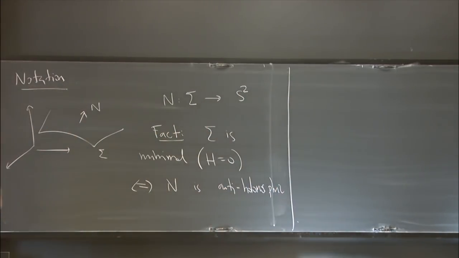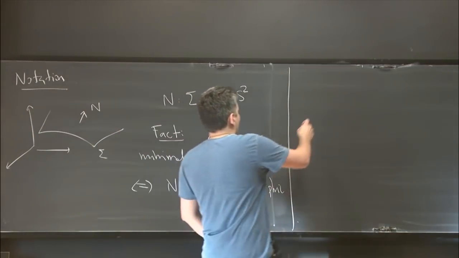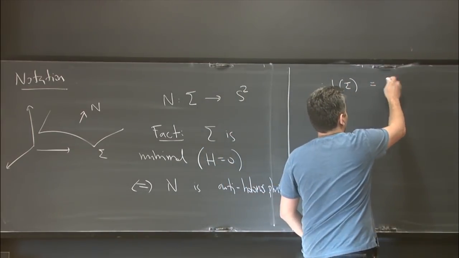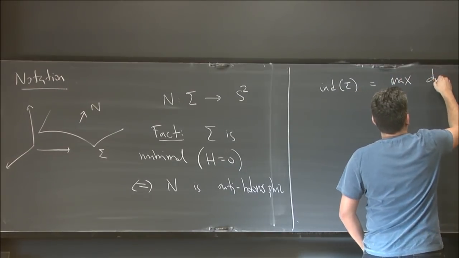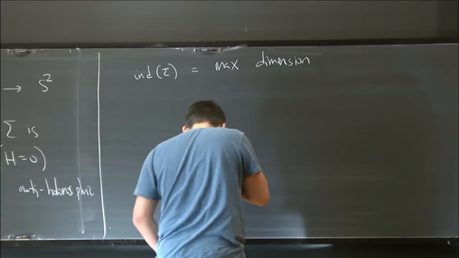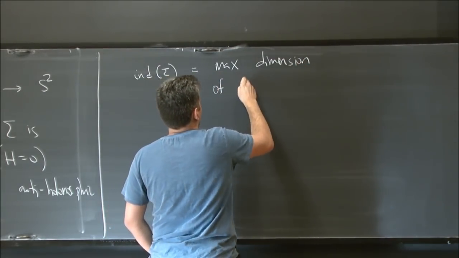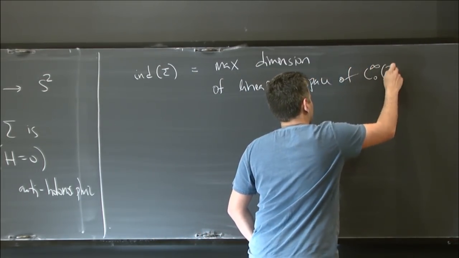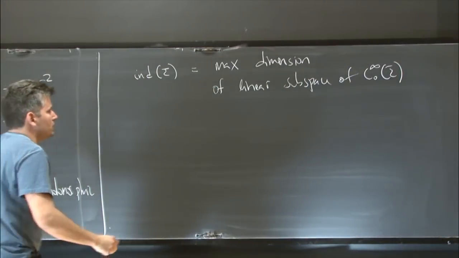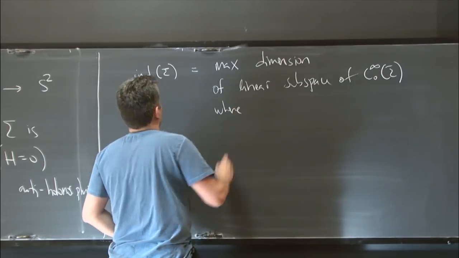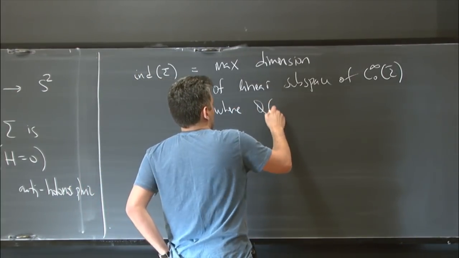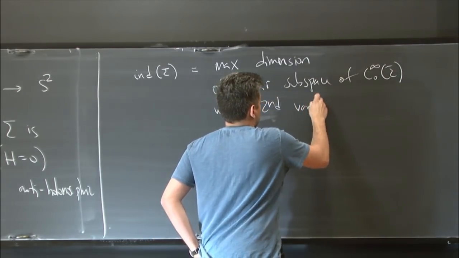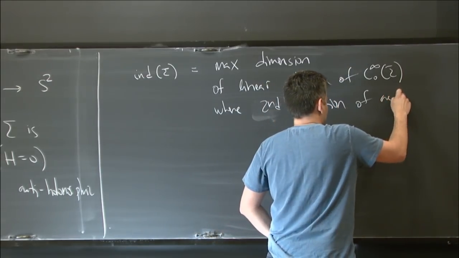Now, of course, the index of sigma. This is just going to be the maximal dimension of a linear subspace of the smooth functions of compact support such that the quadratic form Q, the second variation of area, is negative definite.